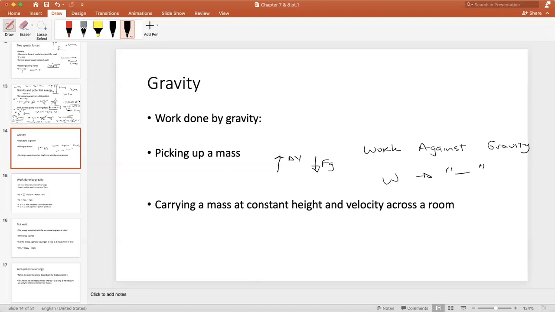What does a negative work mean? Negative work means that you have to put energy in. Energy has to be put into the system.